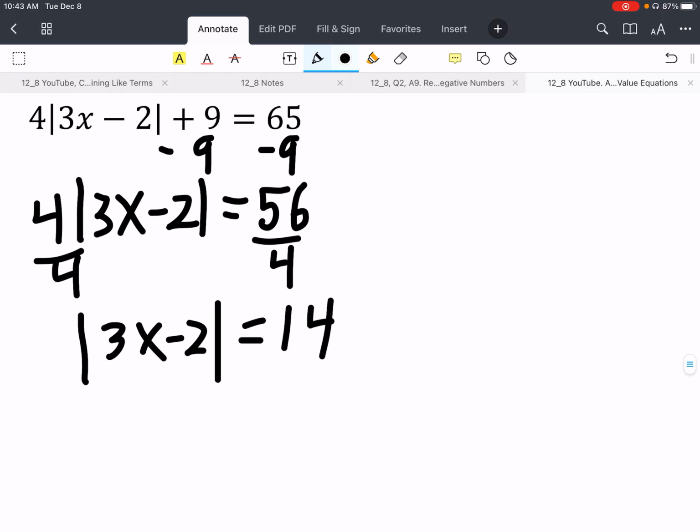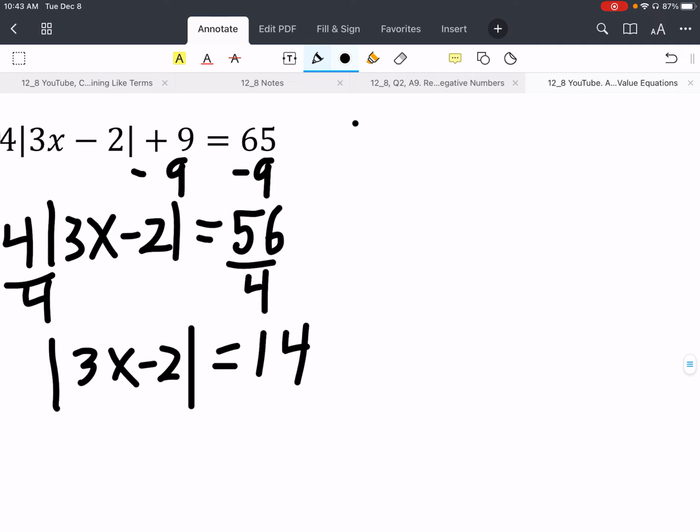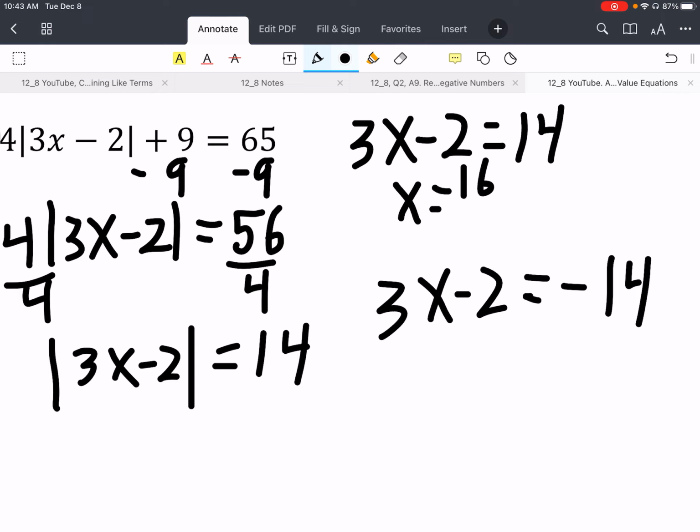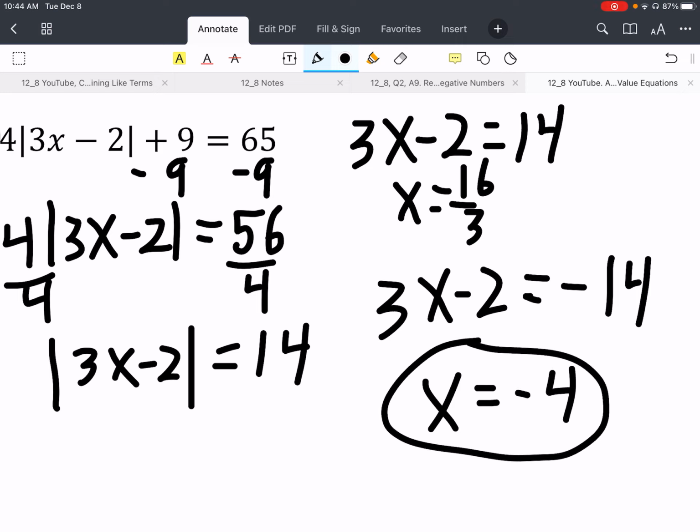So from here, our two equations will be 3x minus 2 equals 14, and 3x minus 2 equals negative 14. And if we solve this, we get x equals 16 thirds on this end, and x equals negative 4 on this end. So fairly simple algebra after we do the absolute value.